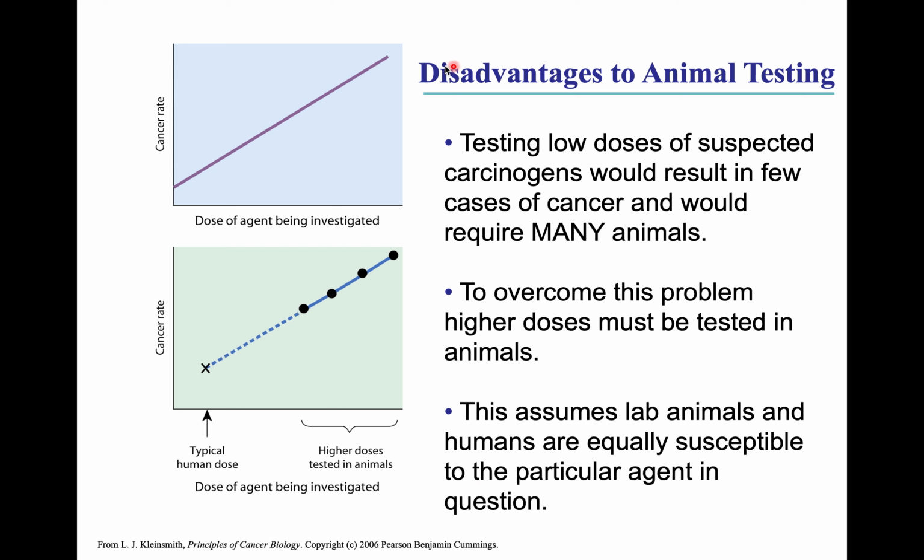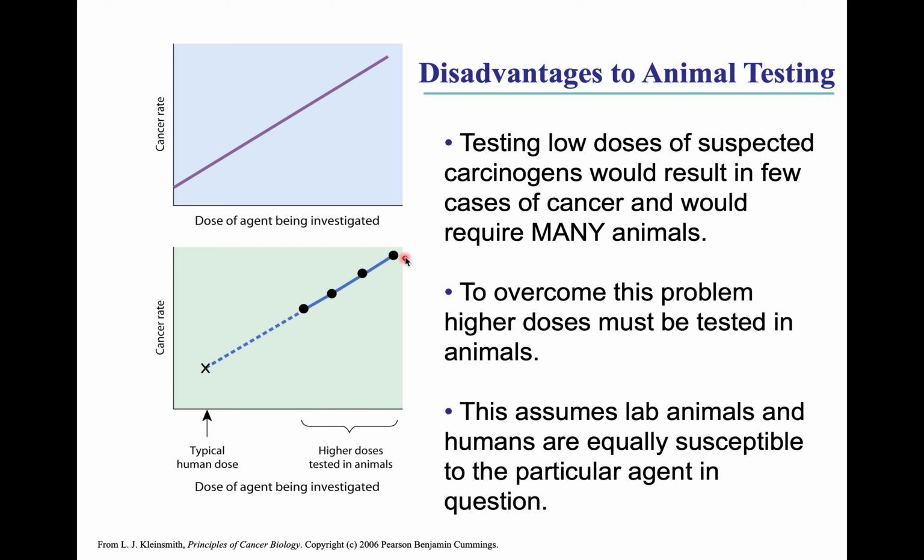Another potential disadvantage to animal testing is that to do these animal studies, you usually have to treat the animals with higher doses of suspected carcinogens. What humans would usually be exposed to, with the exception of maybe some workplace or industrial high dose type exposures, most of the carcinogens we come into contact with are going to be very low dose.